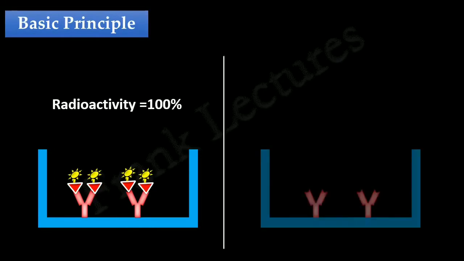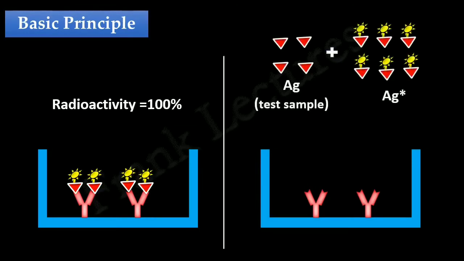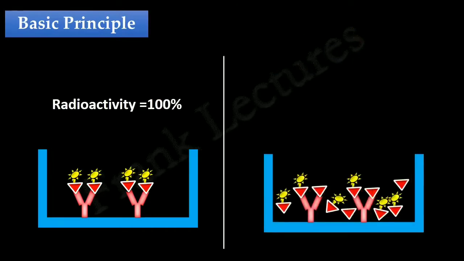Now in a second microtiter well, again we take the same amount of immobilized antibody. But this time, we add unlabeled antigens along with the previous fixed amount of radio-labeled antigen. Note that antibodies present in the well have the same affinity for both the labeled and unlabeled antigen, since both the antigens are same. Therefore, these antigens will compete with each other for the antigen binding sites. And now, some of the antigen binding sites will be occupied by the unlabeled antigen.